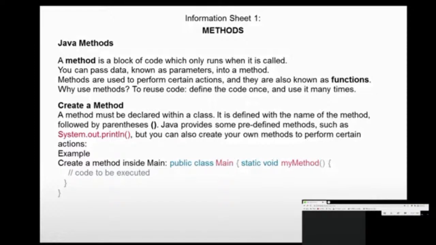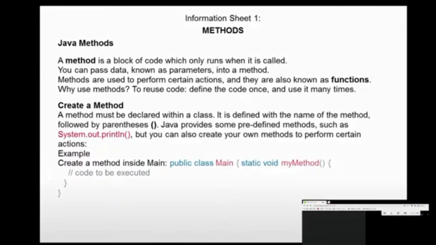So a method is a block of code which only runs when it is called. You can pass data known as parameters into a method, and methods are used to perform certain actions, and they are also known as functions. So in some other programming languages, a method is also termed as function.